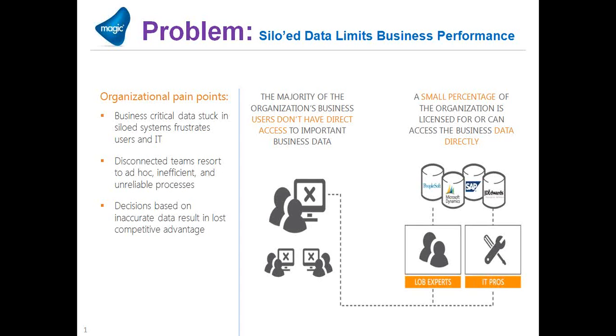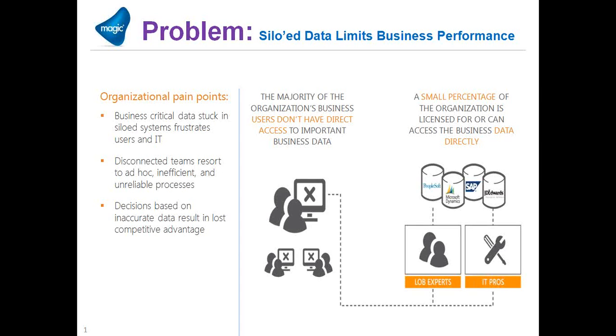Business critical data is stuck in these siloed systems, and it's frustrating users and IT. There are disconnected teams that are resorting to ad hoc, inefficient, and unreliable processes. We see this as line of business users begin using SharePoint to solve problems because it's been provided to them, and they have the know-how and knowledge to create usable SharePoint applications and portals and so on. But what's happening is that these are attempting to accomplish some of the same business tasks and challenges that back-end systems are also interacting with, and so there's an overlap. And that means that decisions when these systems are disconnected are based on inaccurate data, resulting in lost competitive advantage.